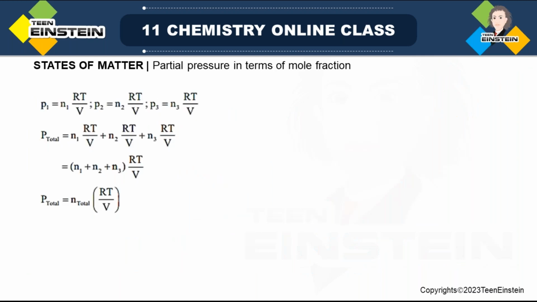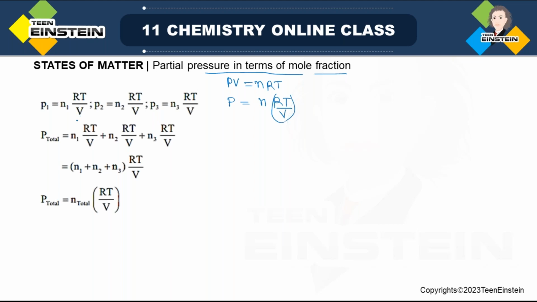Now we will do some derivation: partial pressure in terms of mole fraction. We will try to see how partial pressure is related to the mole fraction of gases. Now what is mole fraction? We will come to that one by one. First look at this equation. We know the ideal gas equation, PV equals nRT. If this is true, I can write P equals nRT by V.